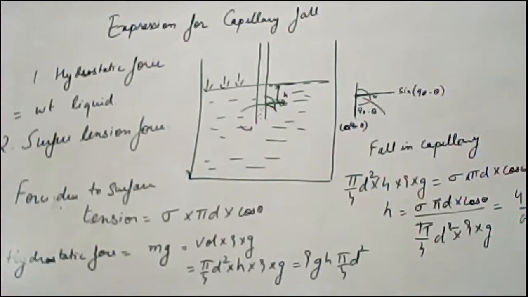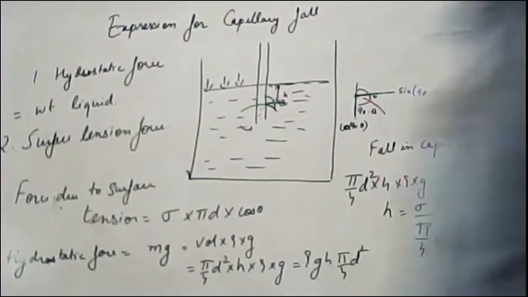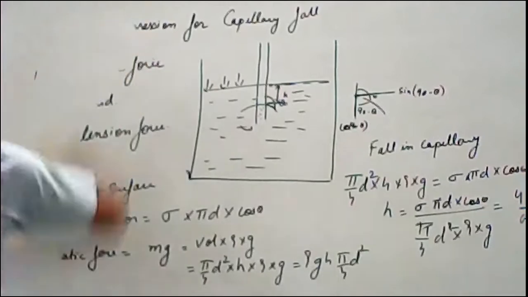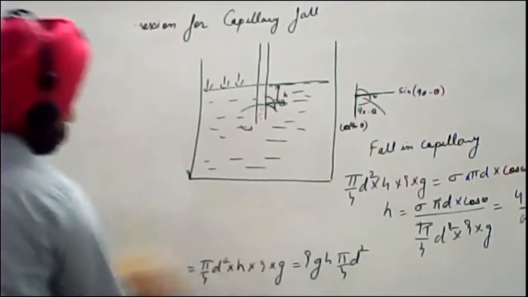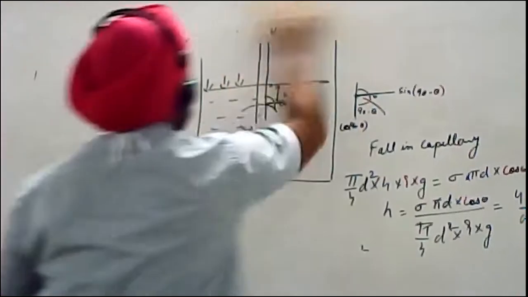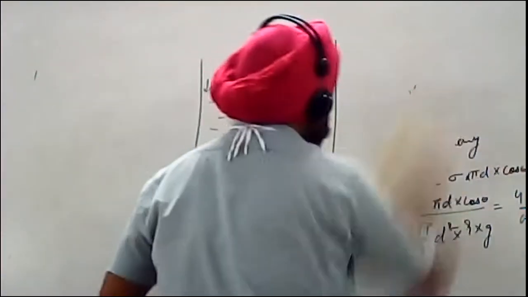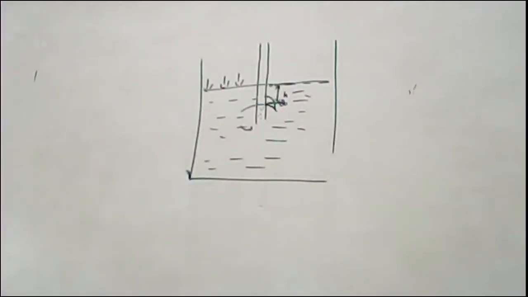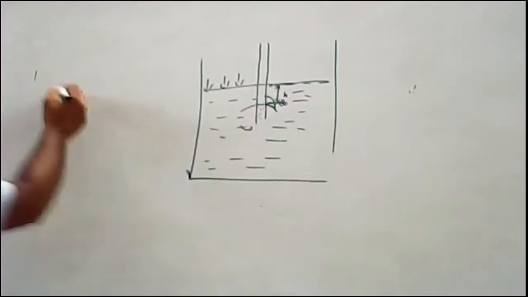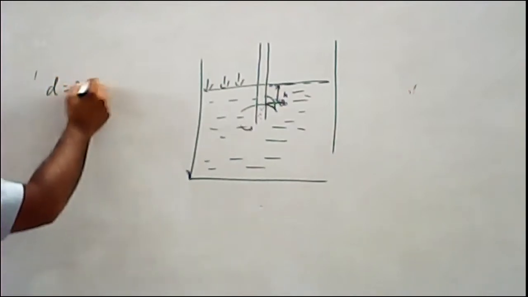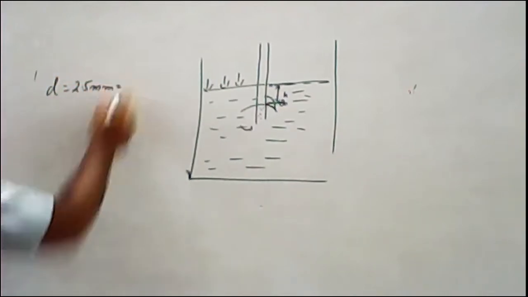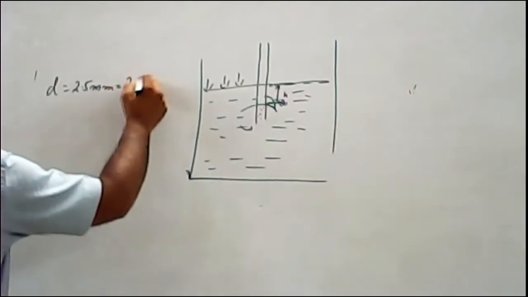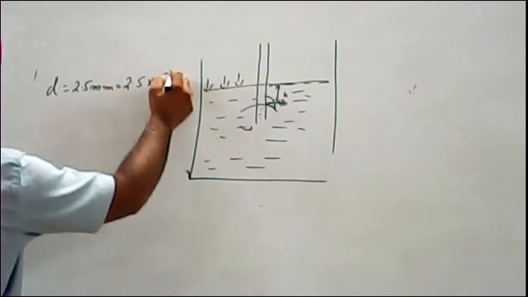So we are going to start with solving this numerical. I am going to do it on board. The diameter that is given to you is D is 2.5 mm, and that can be converted into meters: 2.5 into 10 raised to the power minus 3 meters.